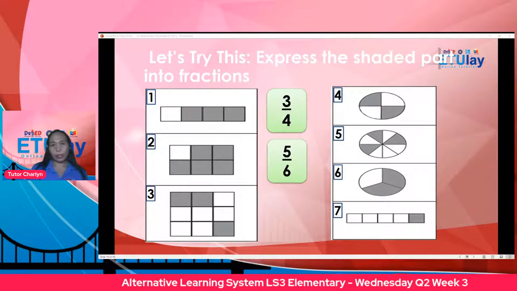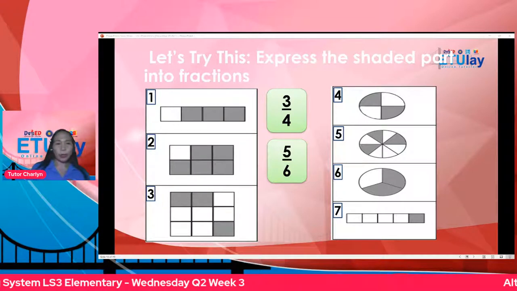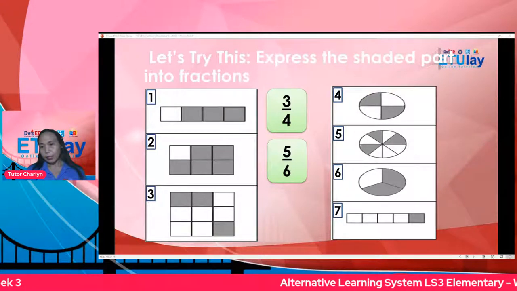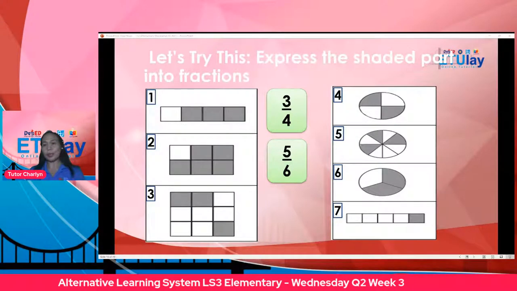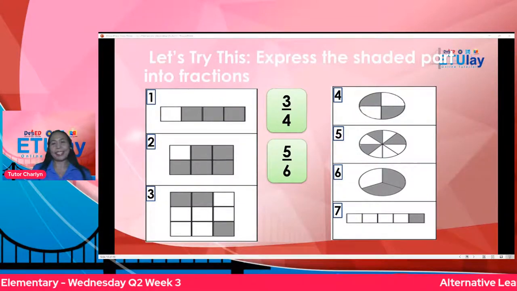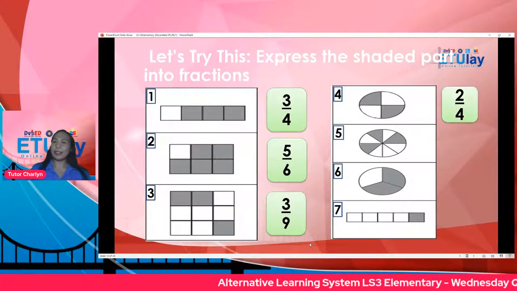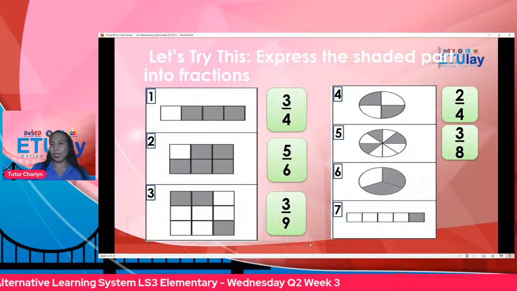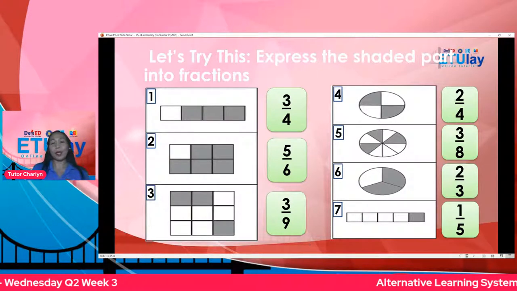May number 4 na. May number 2, number 3 kaya. Okay, number 3, may nakita na pong sagot kay Mary. How about the others? Anong sagot? Ang dami na nilang sagot hanggang 7 na yung iba. Ang bibilis. So, we have number 3, 3 over 9. Number 4, it's 2 out of 4. Number 5, it's 3 out of 8. And number 6, 2 out of 3. And number 7 is 1 beat.